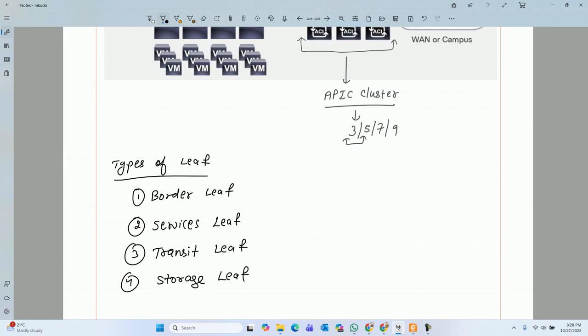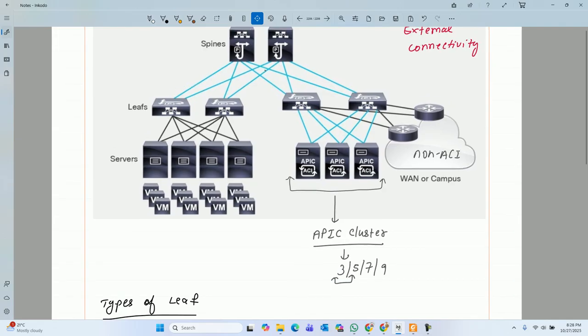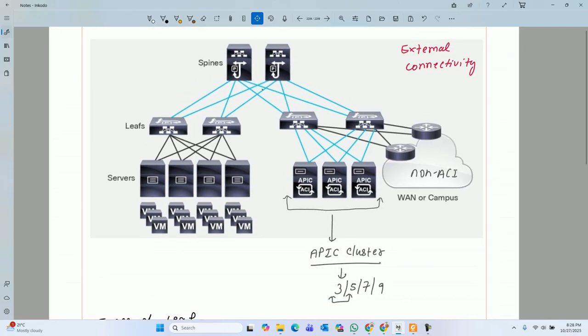So we have types of leaf switches basically. See, again, it's just an access switch. Either it is a border leaf or not. In this case, let's see this switch. This is a normal leaf switch. It is not connecting to any different type of network. It is just providing connectivity to the endpoints.